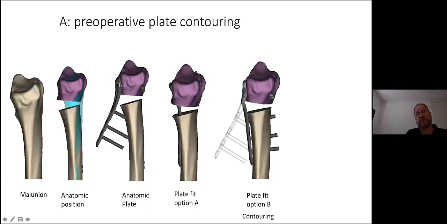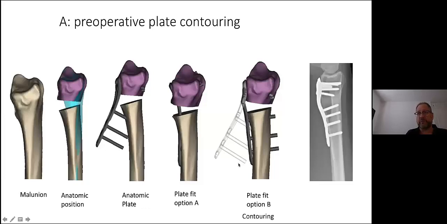So if we use one of the common plates, it would look like this. It would be way off the bone. So one option could be if we bury the plate in the bone. So we have to drill, or make room for the plate in the bone, and that's not really optimal. But a simple solution would just be to bend the plate. You see?